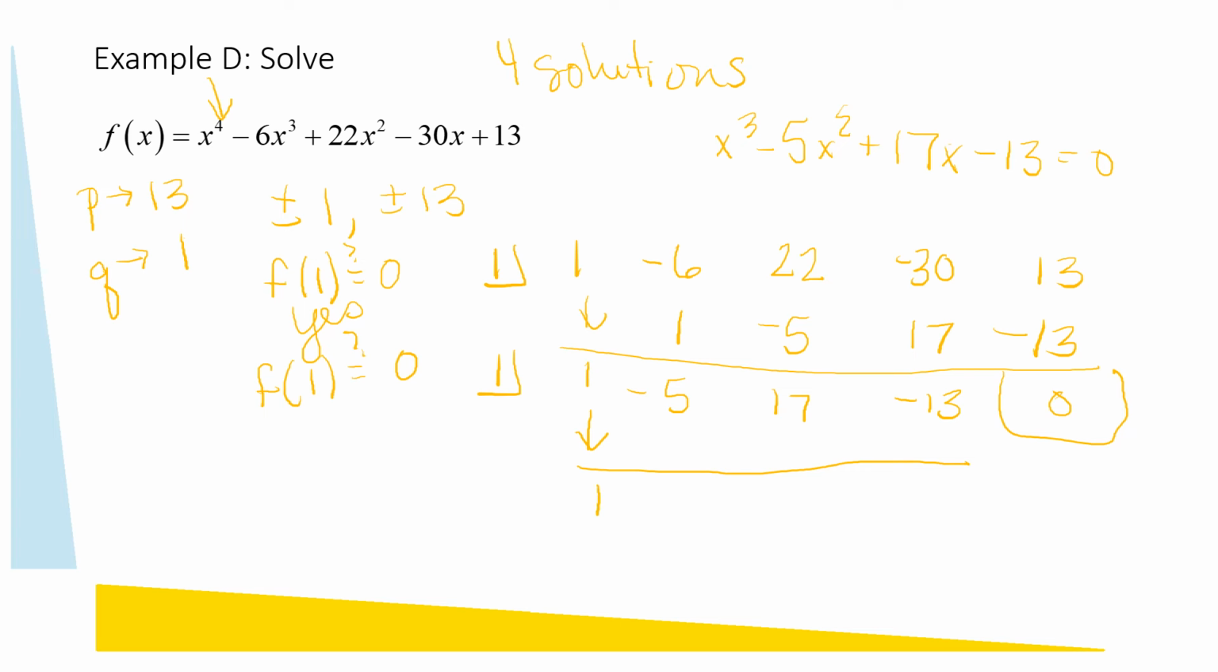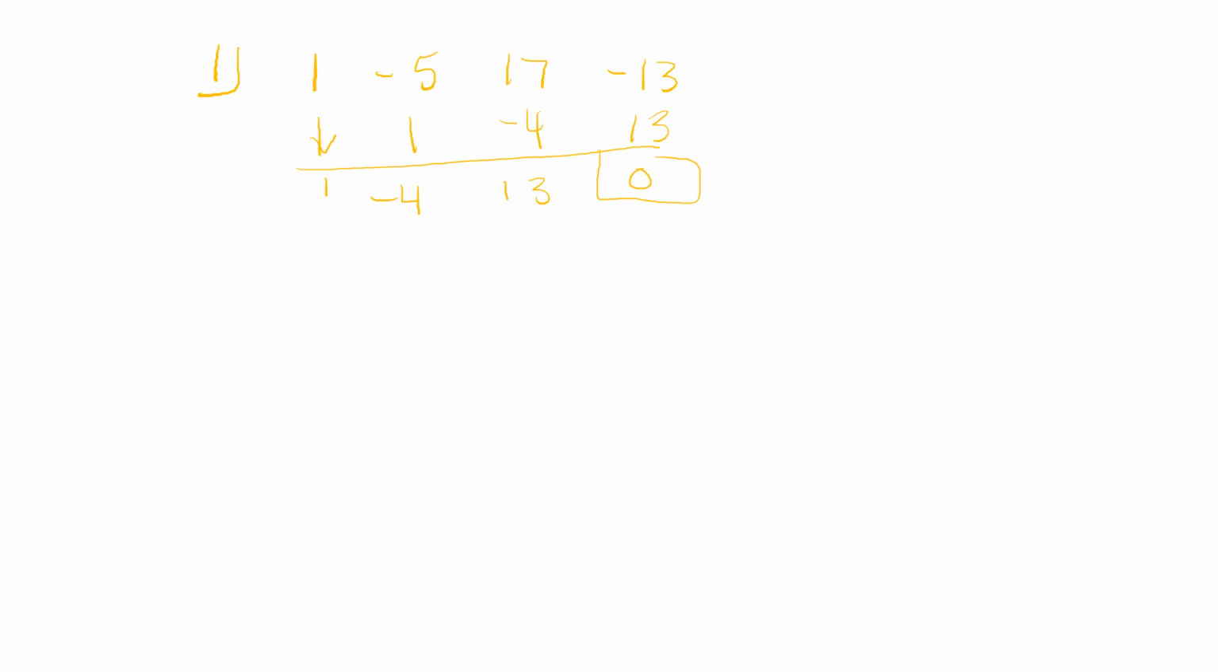Drop that 1. 1 times 1 is 1. -5 plus 1 is -4. -4 times 1 is -4. 17 minus 4 is 13. 13 times 1 is 13. And so I do have a 0 as a remainder again. So this 1 has a multiplicity of 2.